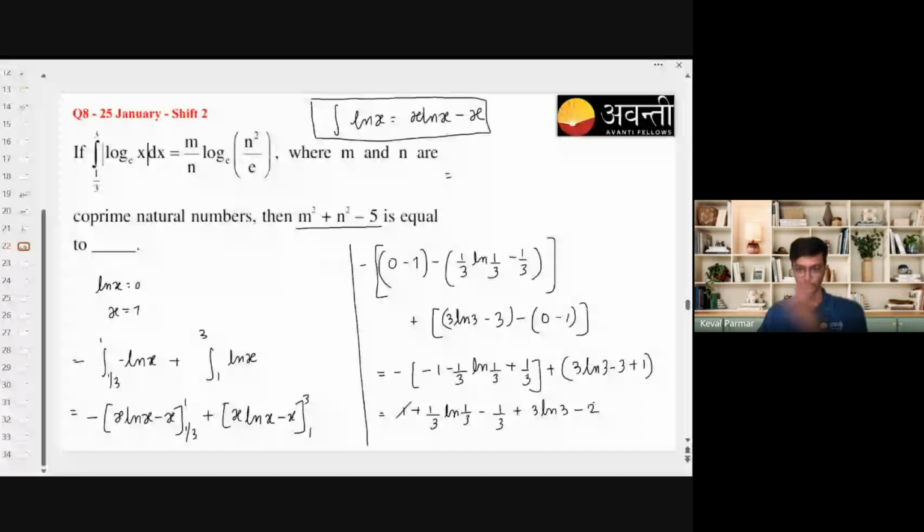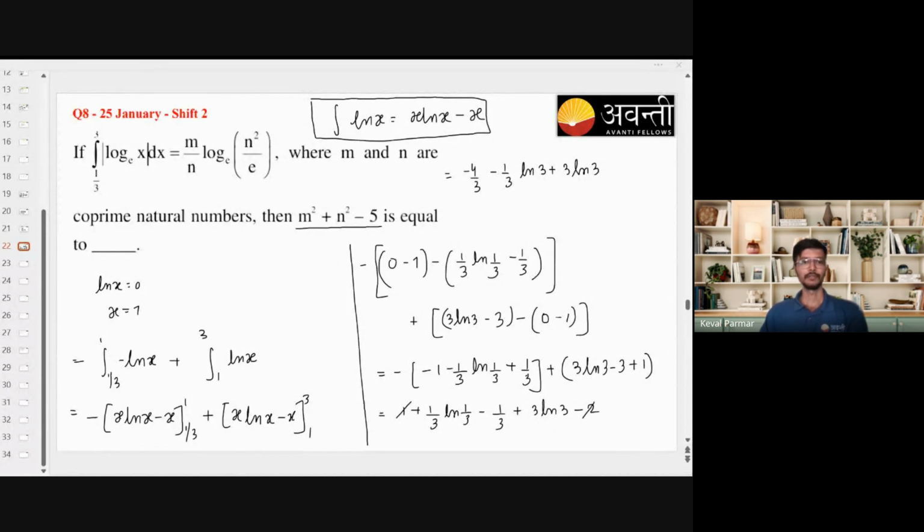So let's group the terms together. So minus 1 minus 1 by 3 is minus 4 by 3. I think we'll get minus 4 by 3. And we can take the reciprocal of this, right? We'll get minus 1 by 3 ln 3 plus 3 ln 3. I hope I'm right. Let me check it again. Okay, this is right.